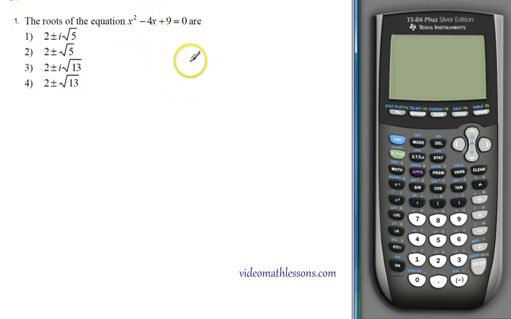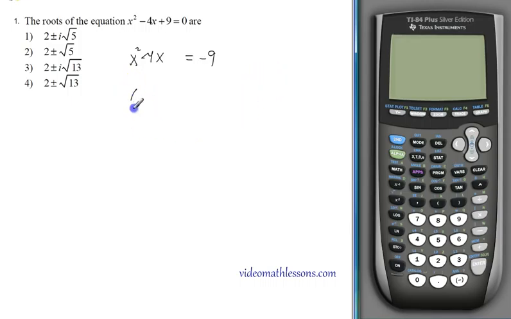Now this problem can easily be done with the quadratic formula. But we're practicing completing the square, so we're going to solve it by completing the square. So let's take a look and get started here. I'm going to take the original problem, x squared minus 4x. Now the trick is you want the x's on one side and you want to move the regular number to the other side. So I have x squared minus 4x equals negative 9.